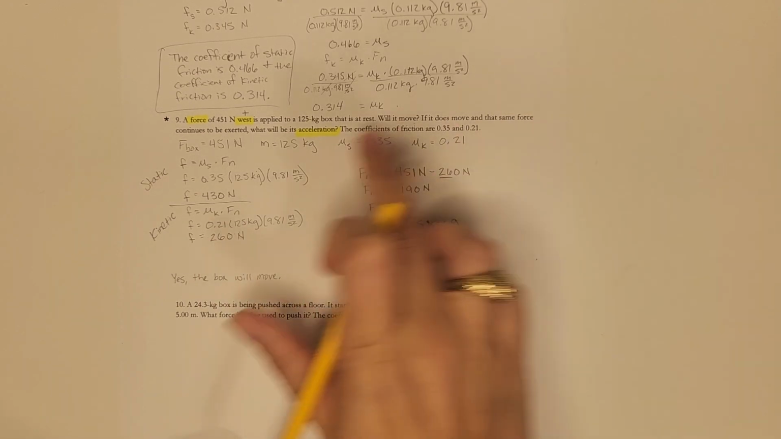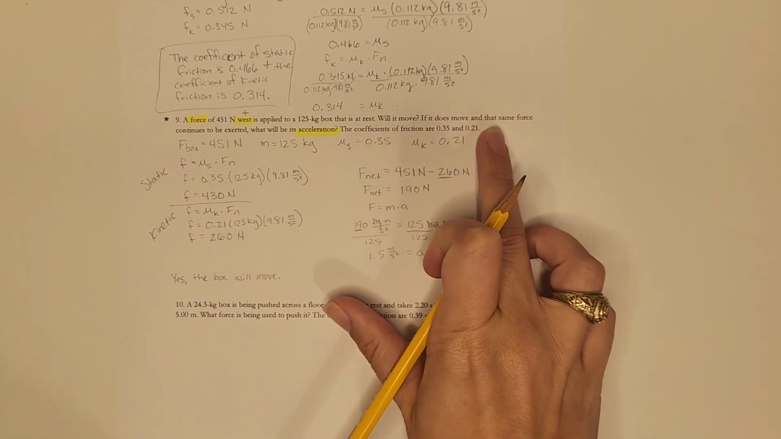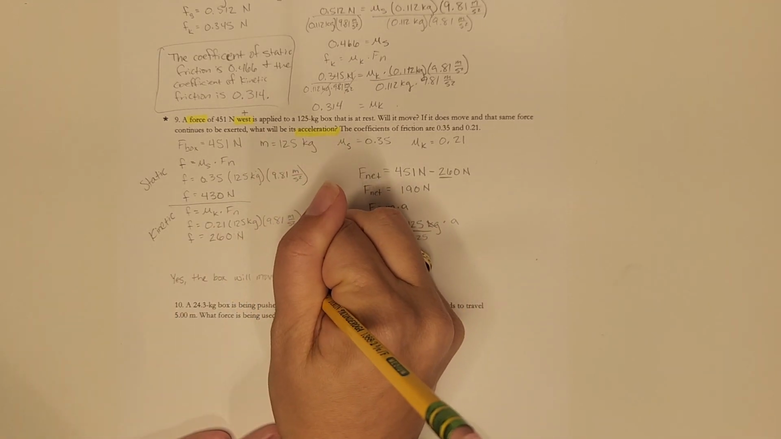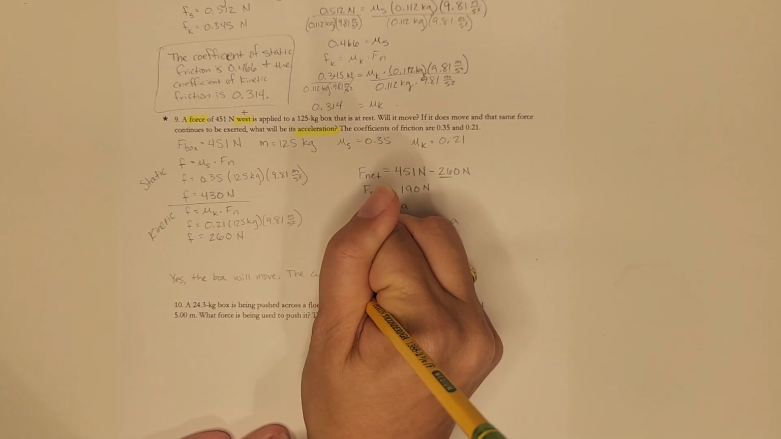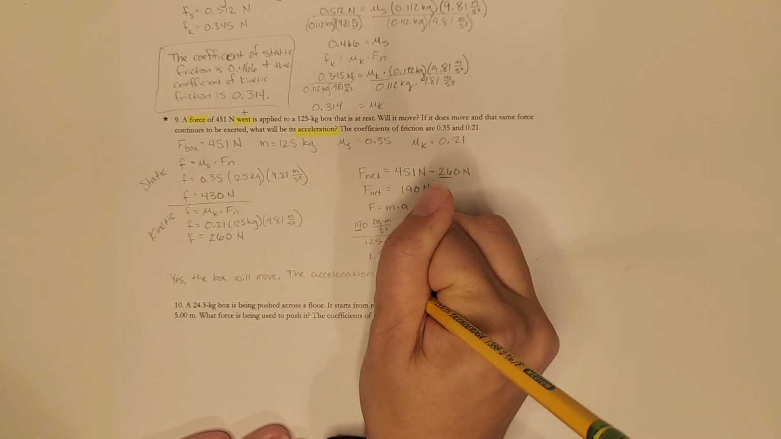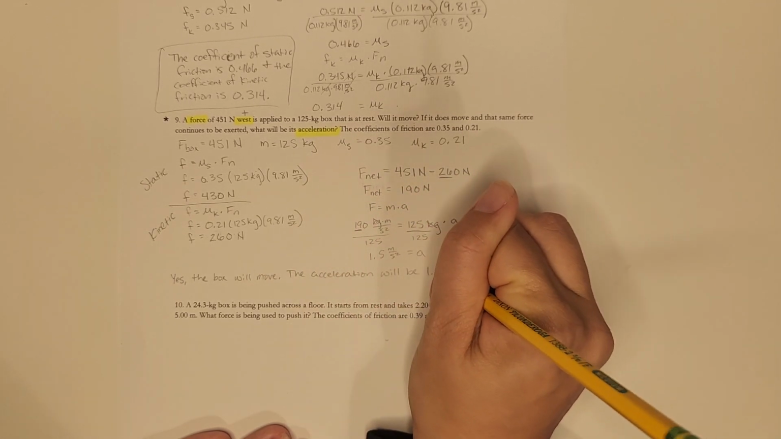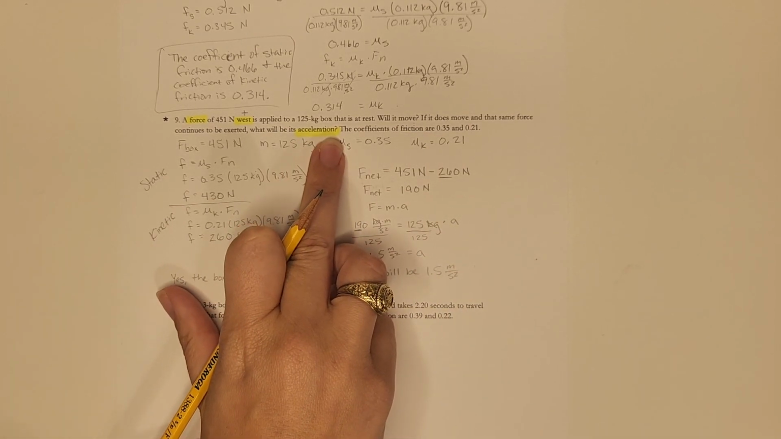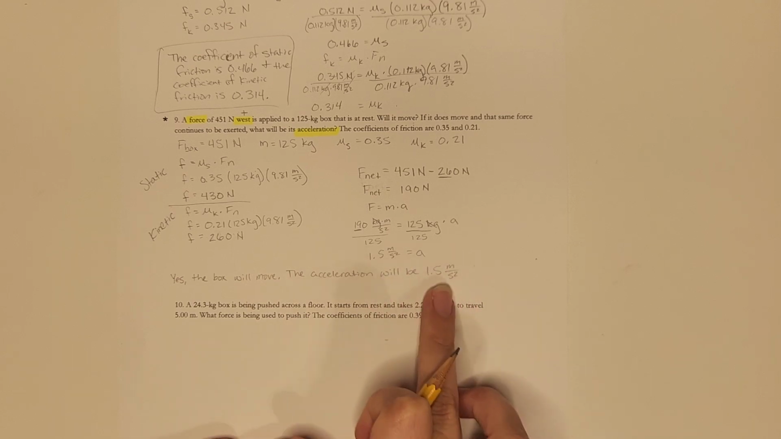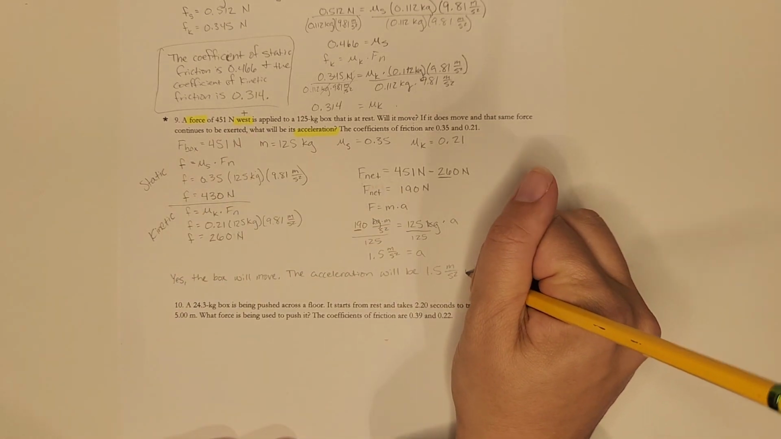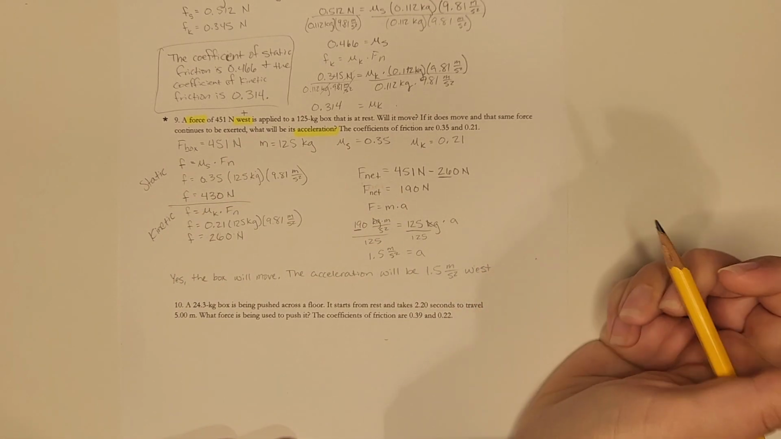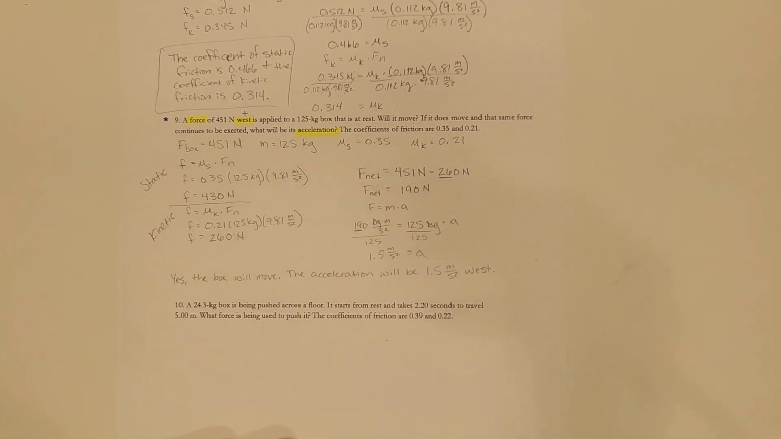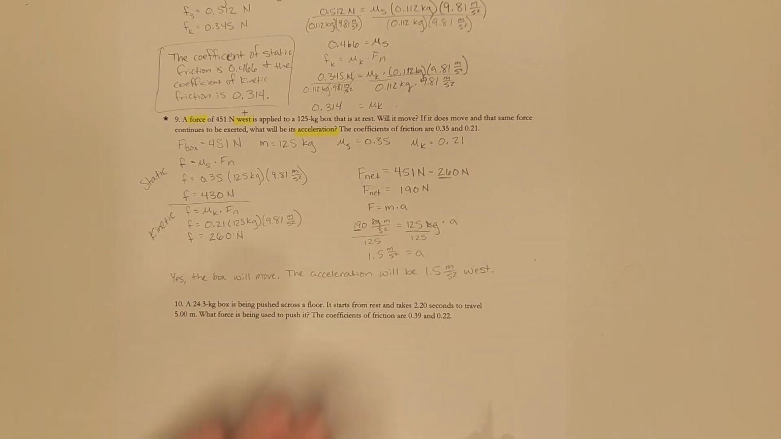Now we can go back to the question. If it does move and that same force continues to be exerted, what will be its acceleration? The acceleration will be 1.5 meters per second squared, and acceleration is a vector quantity. We are positive, moving west. Make sure that makes sense: the force is pushing it west, and we know the force was more than needed, so it's going to go west.